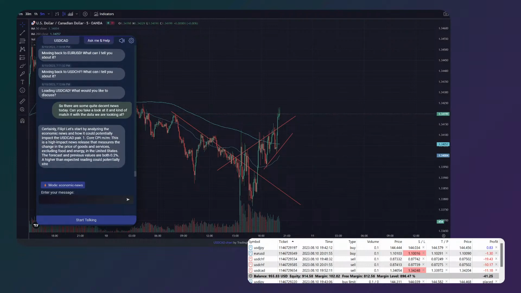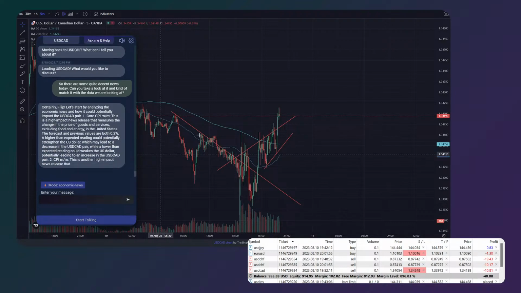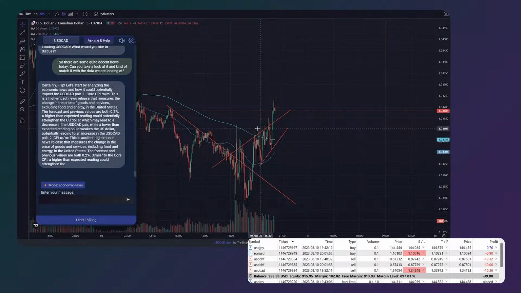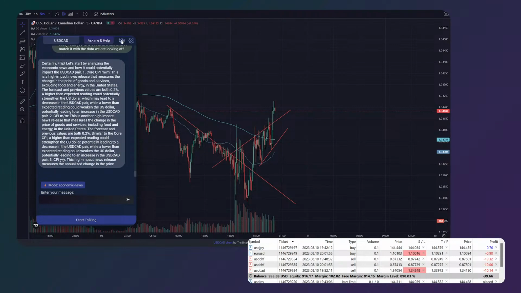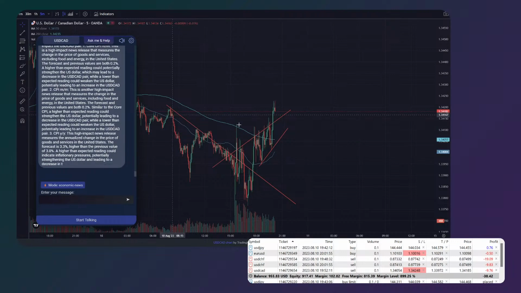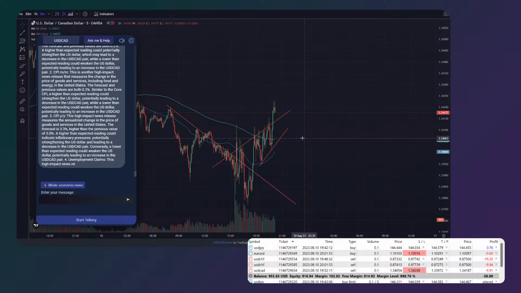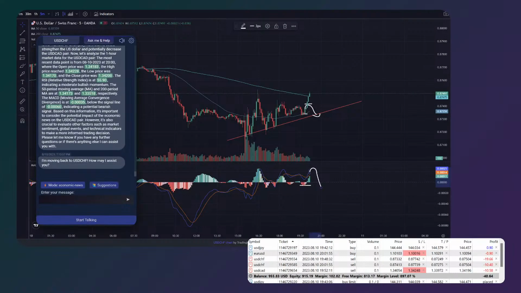Certainly, Philip. Let's start by analyzing the economic news and how it could potentially impact the USD/CAD pair. 1. Core CPI meter per meter. This is a high-impact news release. 0.2%. A higher than expected reading could potentially strengthen the US dollar, which may lead to a decrease in the USD/CAD pair, while a lower than expected reading could weaken the US dollar, potentially leading to an increase in the USD/CAD pair. I'm moving back to USD/CHF.